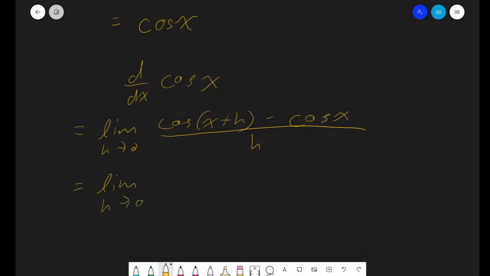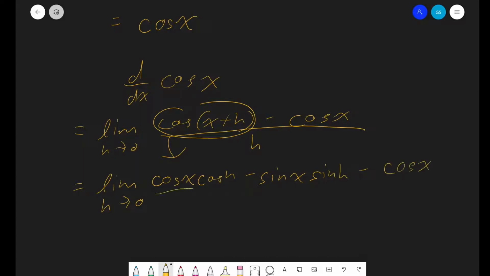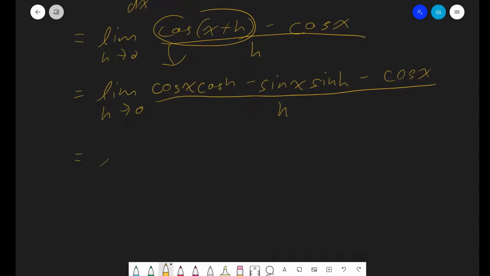Now we're just going to use one of the addition formulas we learned in our previous course, right? So this would just be cos x, cos h, this guy over here, cos x cos h minus sine x sine h, subtracting cos x all over h. So we would get the limit of h approaching 0. Now I want to end up in a situation where I can have the two limits I talked about in the previous video because I know the value of those.